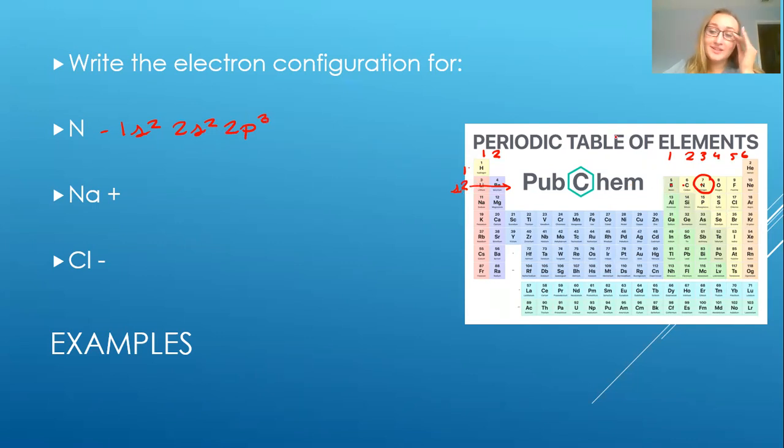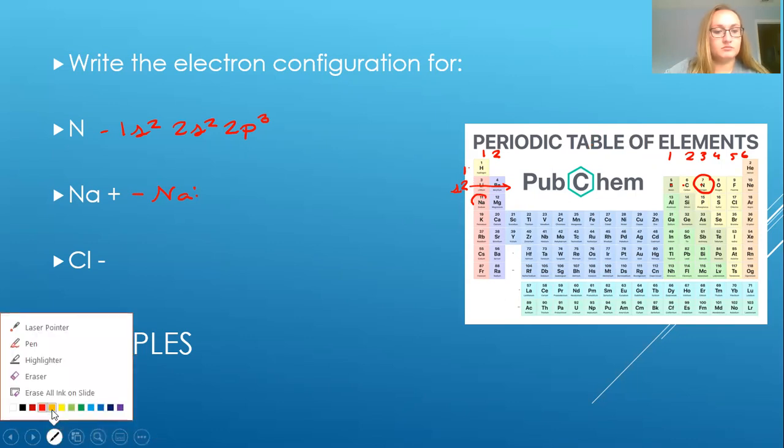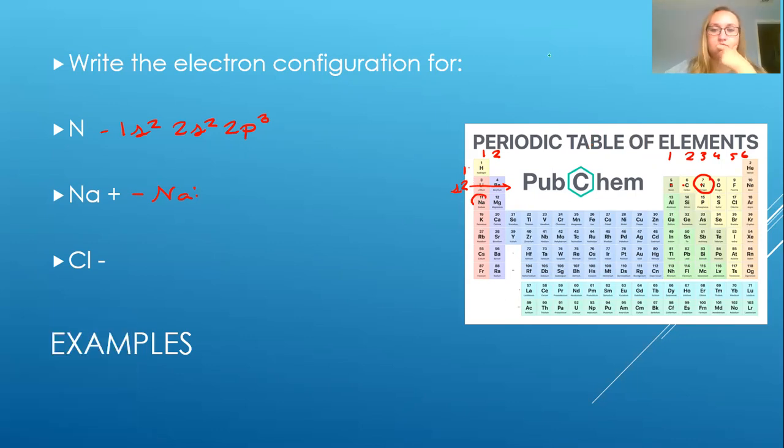You can also write the electron configurations for cations and anions. Let's do that. We'll start with the sodium ion. And whenever you're writing an electron configuration for a cation or an anion, you want to start with the atom. So let me find sodium on the periodic table. Let me change the color. Right here.